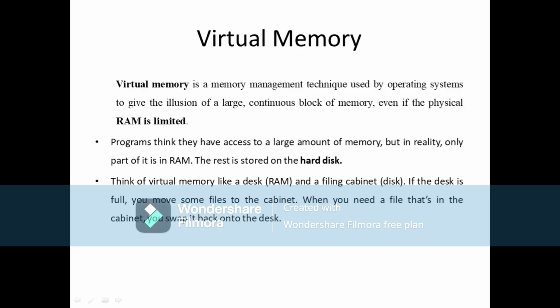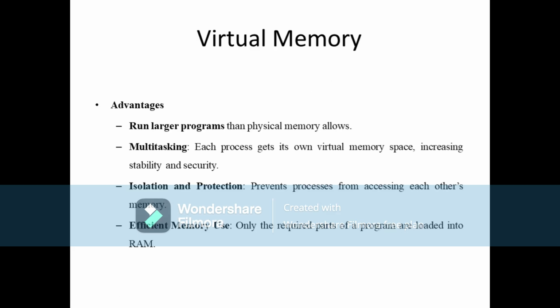I can give you an example of virtual memory, like a desk. The desk can be considered as the RAM and a filing cabinet can be considered as our disk, the secondary storage. If the desk is full, you move some files to the cabinet, and when you need a file that's in the cabinet, you swap it back onto the desk. That's exactly how virtual memory works.